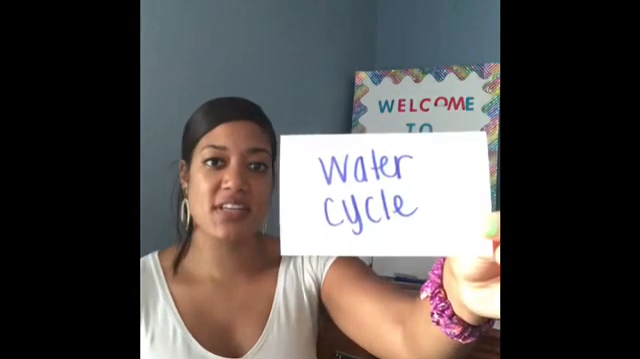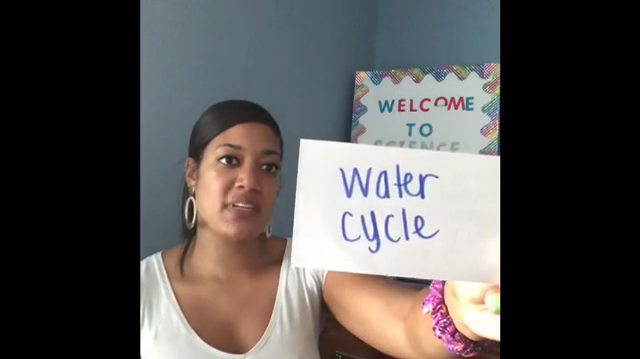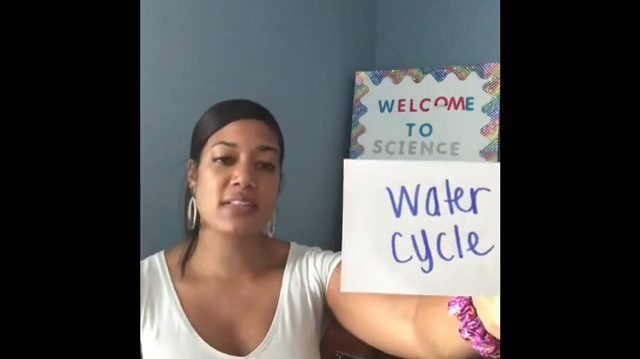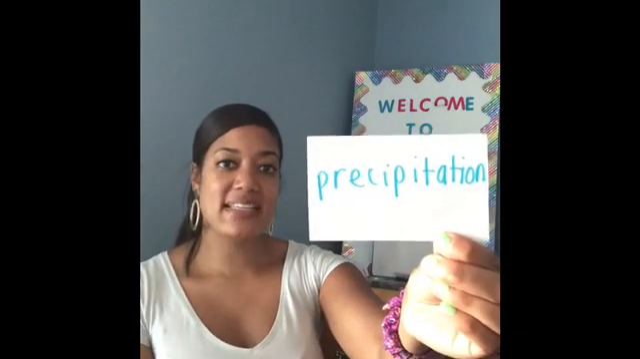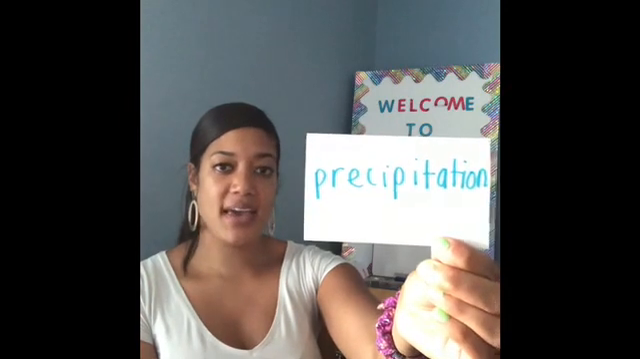Before we get started on the investigation, we do have some new vocabulary words. Our first one is water cycle. The water cycle is a continuous movement and storage of water across the earth in all forms, including liquid, solid, ice, and gas, water vapor. Our next word is precipitation. Precipitation is anything that falls from the clouds, including rain, snow, hail, and sleet.